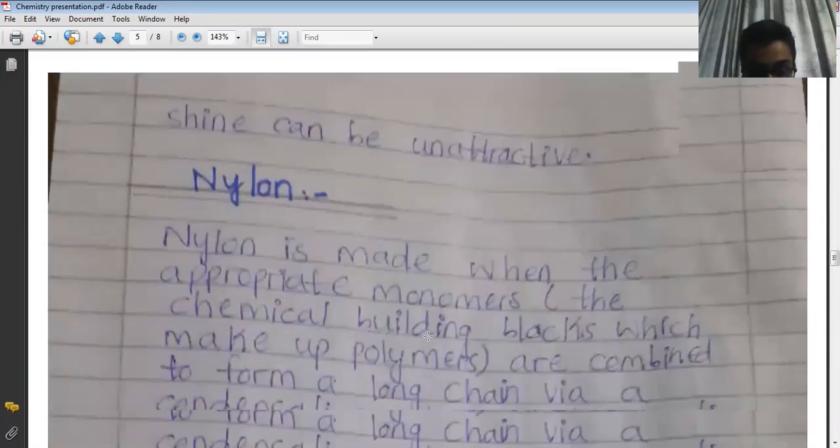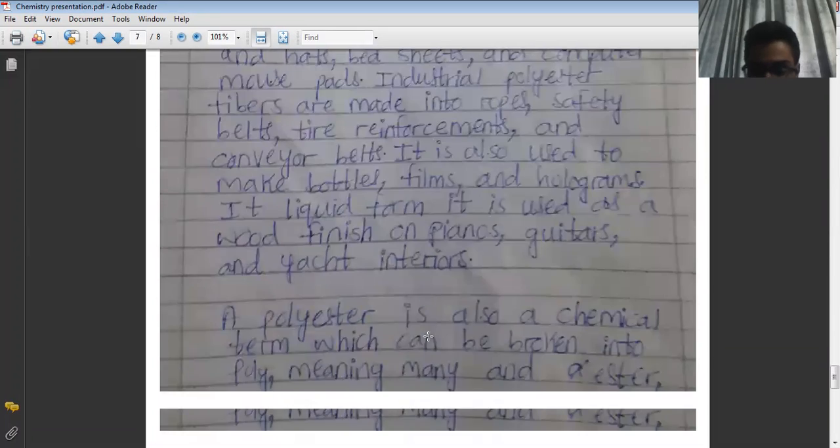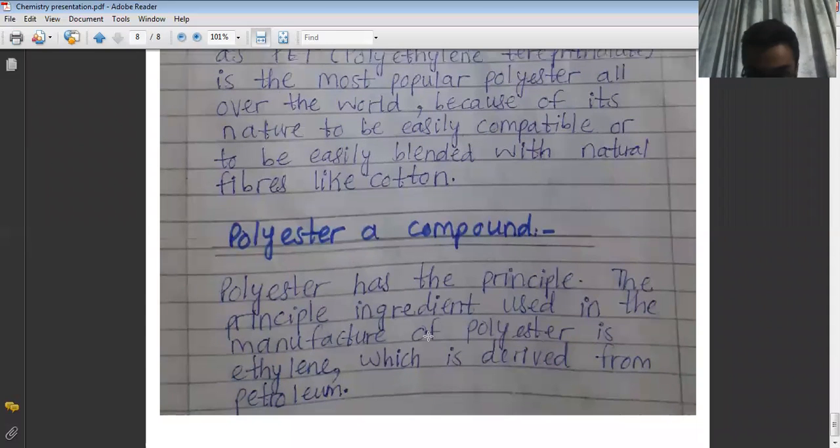My topic is polyester as well as nylon. So I am going to talk about polyester as well as nylon. Polyester is basically a compound. The principal ingredient used in the manufacture of polyester is ethylene, which is derived from petroleum.